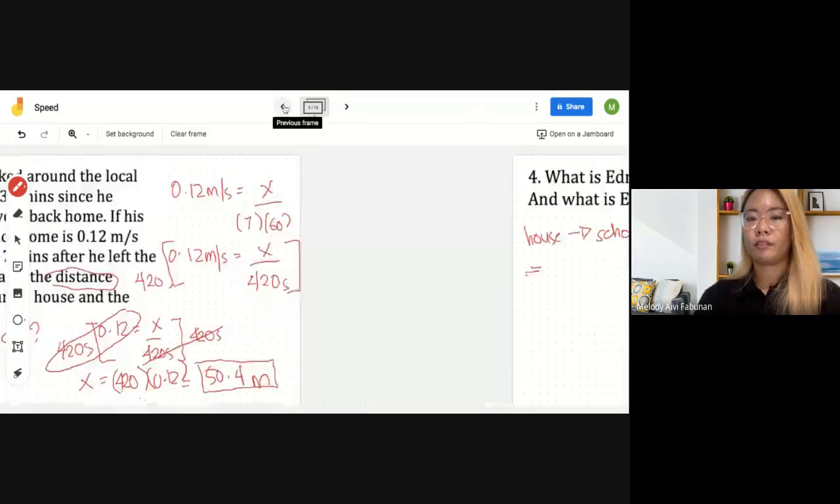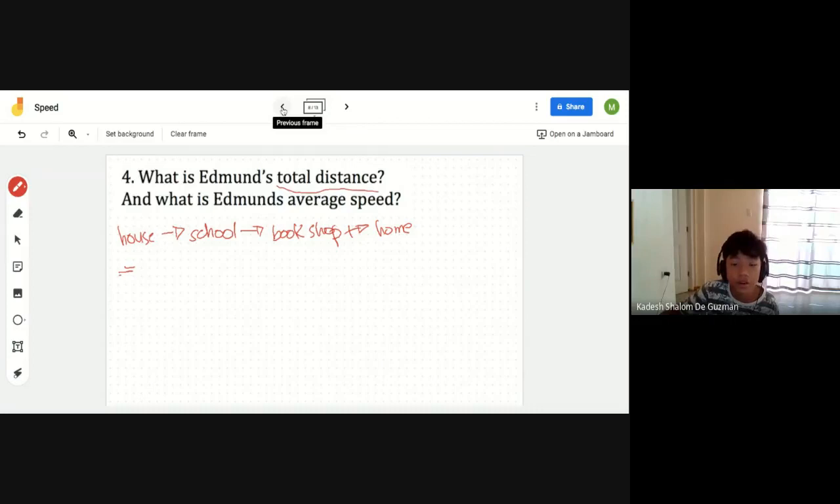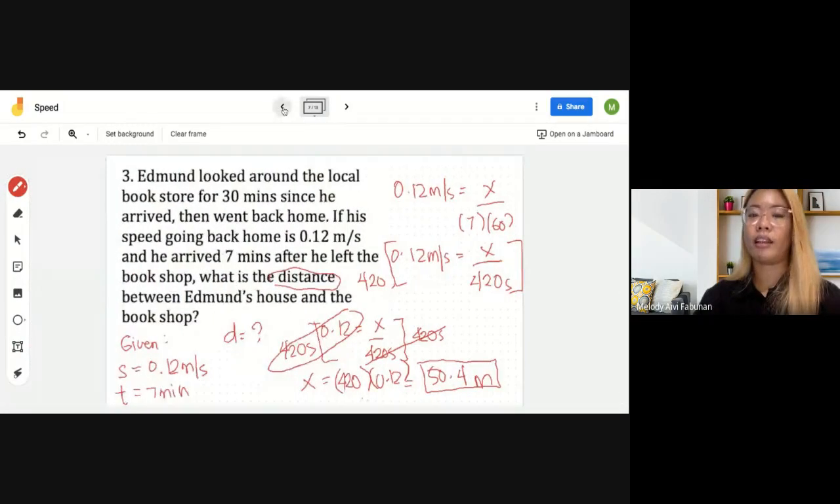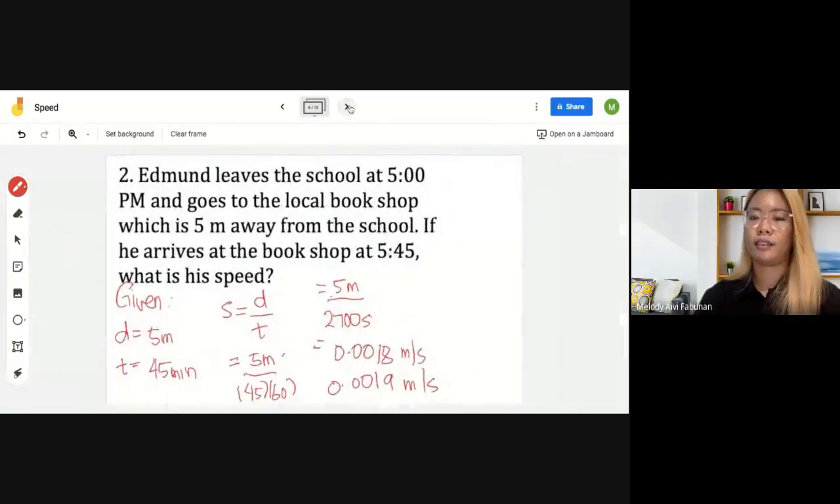Can anybody give me the distance from the house going to the school? Sino ang nakapag-take note? Teacher, paano kapag miles? Iko-convert siya sa meters? Yeah, okay lang yun. Ano lang ng sulat yun. Meter yun, Chair? Yes, meter.